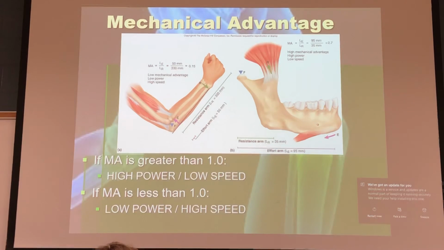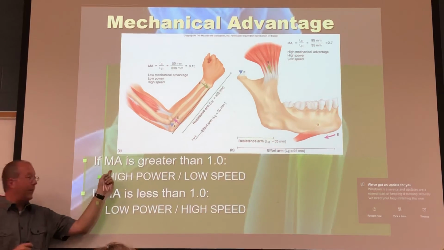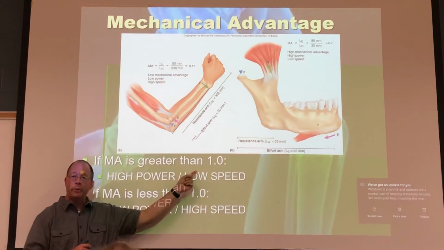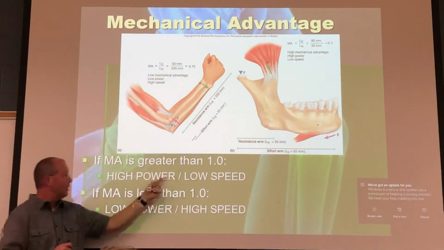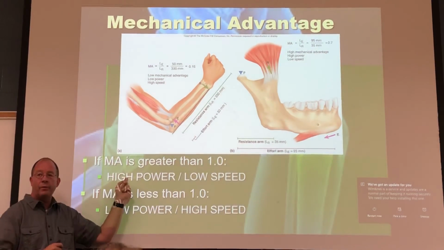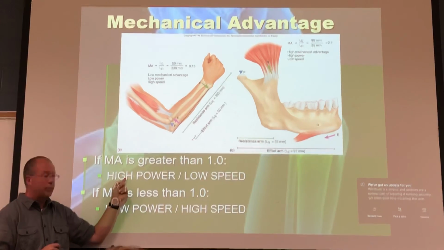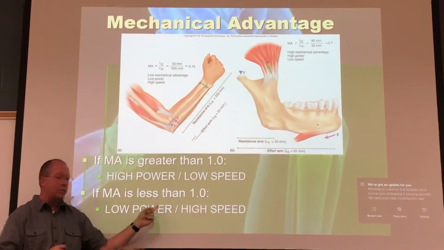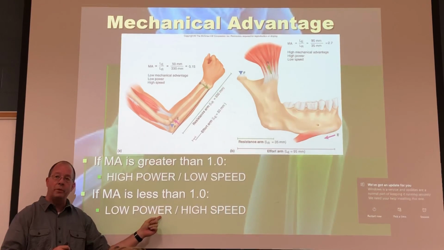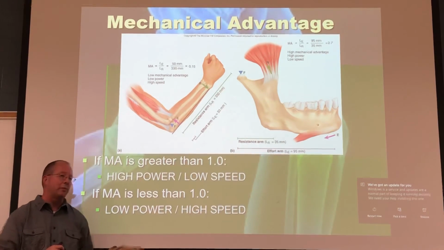And remember this, that if your answer, your mechanical advantage, is greater than 1, here's the money answer on the test, then the joint is designed for power. If the mechanical advantage is less than 1, then it's designed for speed. So that's kind of interesting.